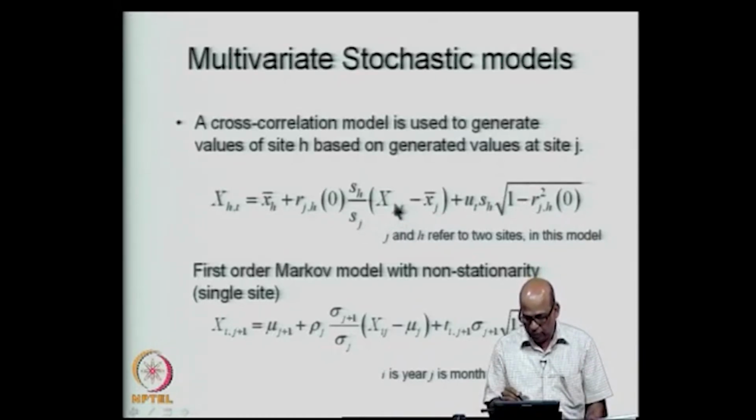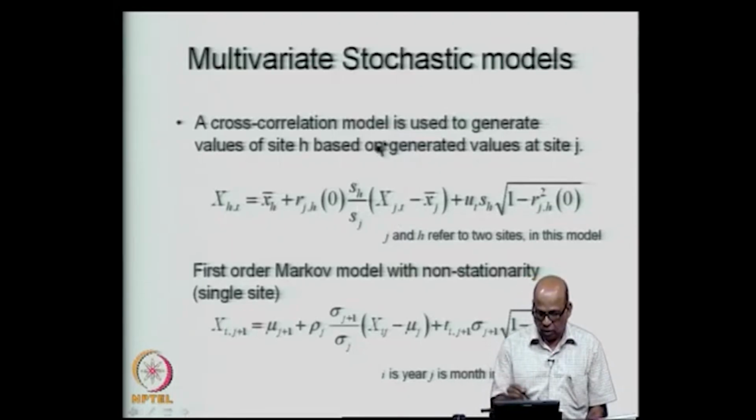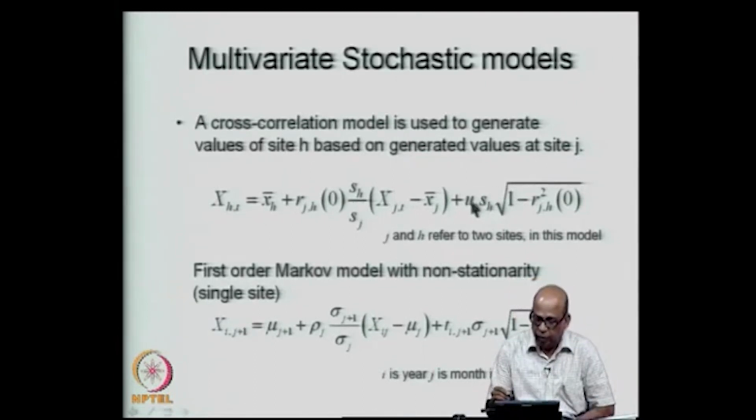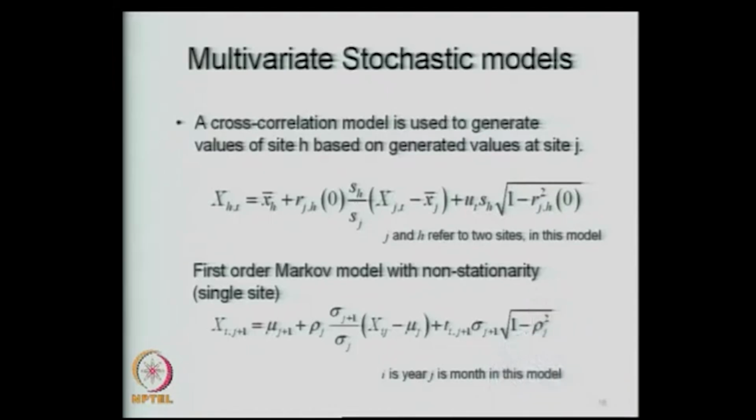So, we are using the flows at j to generate the flows at h, as all other things essentially remain the same, except now the random terms that we are building here. This is a random term, ut is a random term, and these are known now, sh is the standard deviation and so on. When we put it in this form, this will preserve the mean, standard deviation and also the cross correlations.